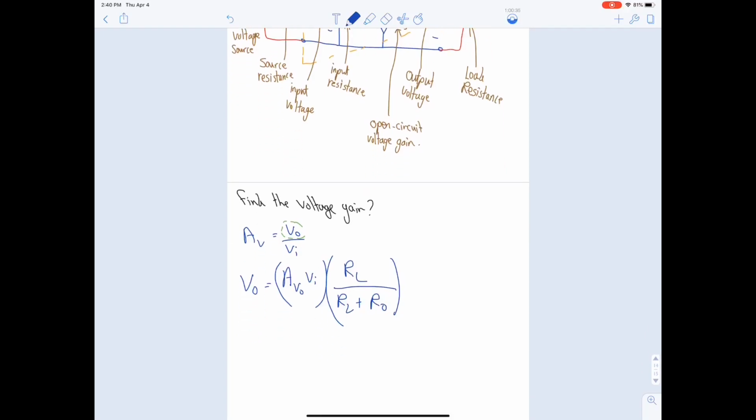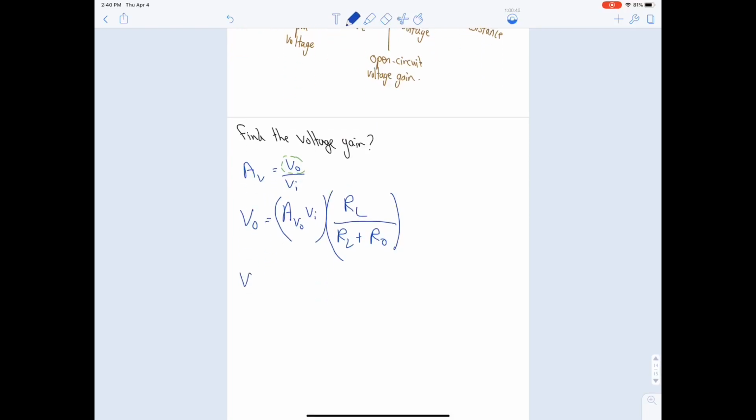Okay, but we're not done yet, because he asked me for the voltage gain, which is V output divided by V input. What you found so far is V output, so you need to divide V output by V input, which is equivalent to AV naught RL divided by RL plus RO. Now this is the final answer.